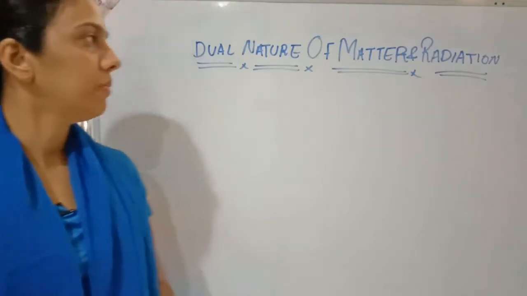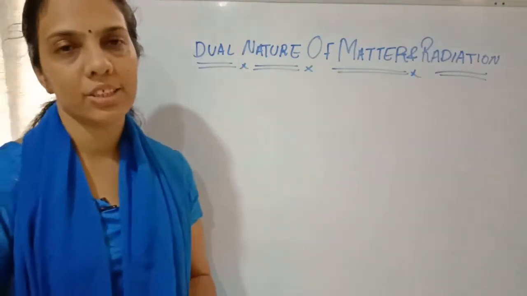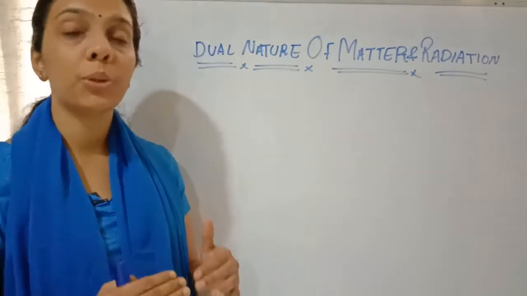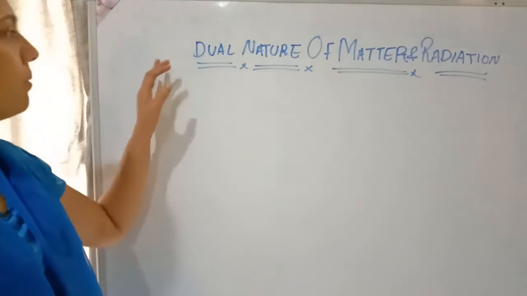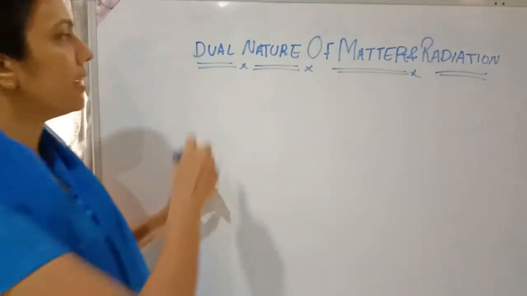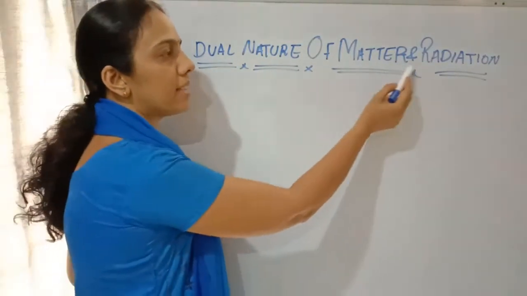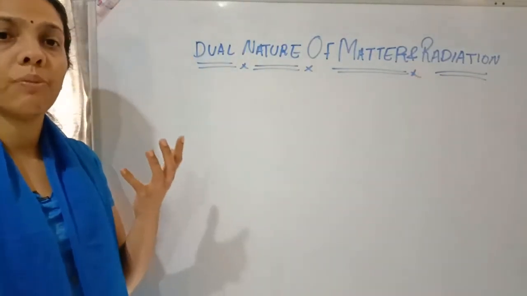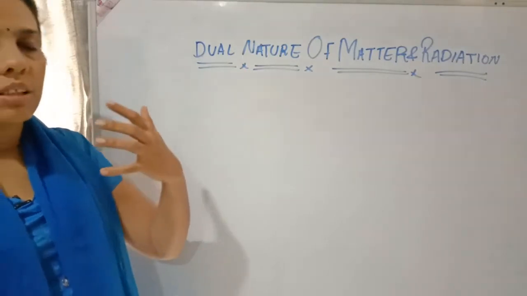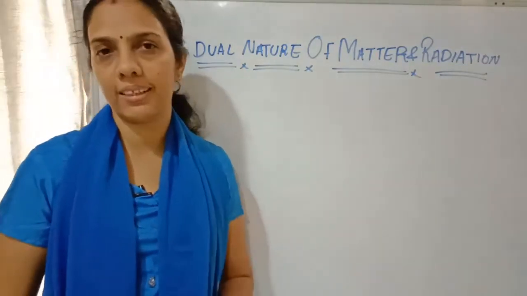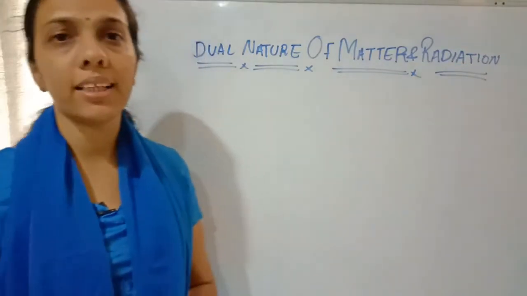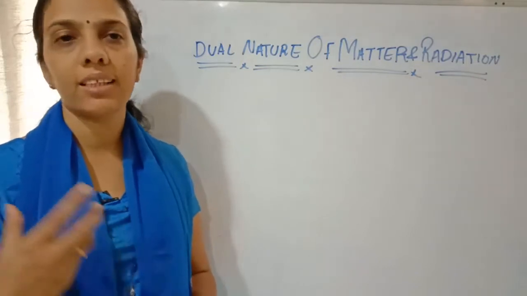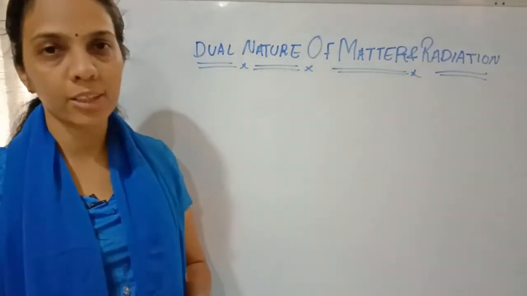In today's video, we are going to continue with the dual nature of matter and radiation. Last class we were learning about the photoelectric effect. Here again we are coming back to the heading itself, dual nature of matter and radiation. We know that radiation has wave nature, and now the second nature is particle nature. In particle nature we considered the quantum theory of the photoelectric effect, that is, Einstein's photoelectric equation.